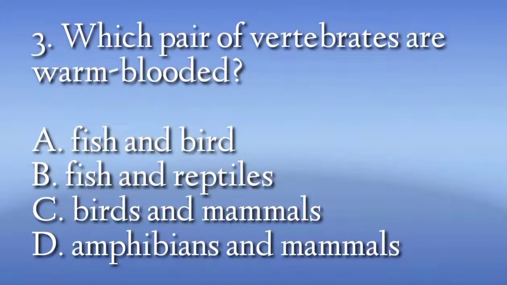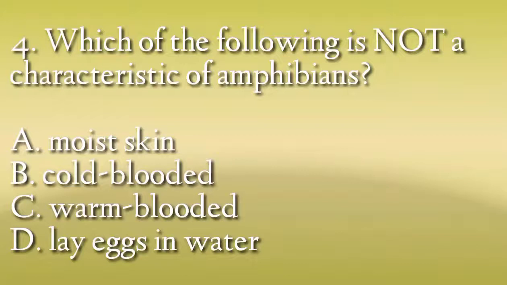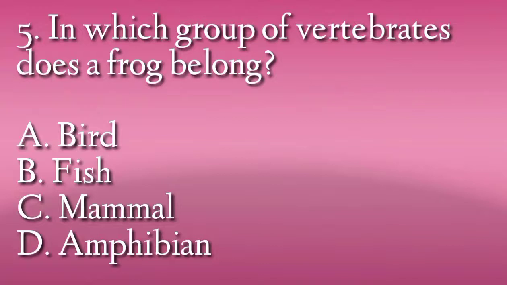3. Which pair of vertebrates are warm-blooded? A. Fish and birds, B. Fish and reptiles, C. Birds and mammals, D. Amphibians and mammals. 4. Which of the following is not a characteristic of amphibians? A. Moist skin, B. Cold-blooded, C. Warm-blooded, D. Lay eggs in water. 5. In which group of vertebrates does a frog belong? A. Bird, B. Fish, C. Mammal, D. Amphibian.